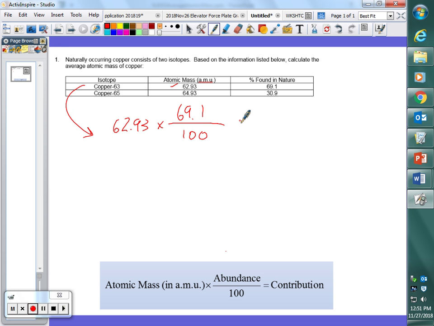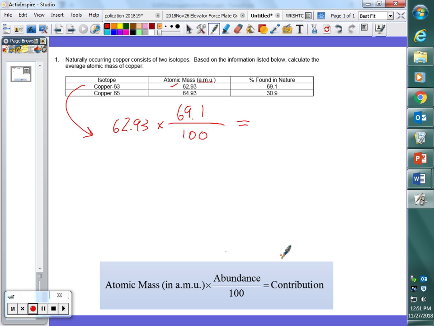We run this through your calculator and come up with a value for this calculation. Or if we say here, this contribution. Okay? And go ahead. That's what that fraction is doing, basically, right? It's turning your percentage into a decimal.